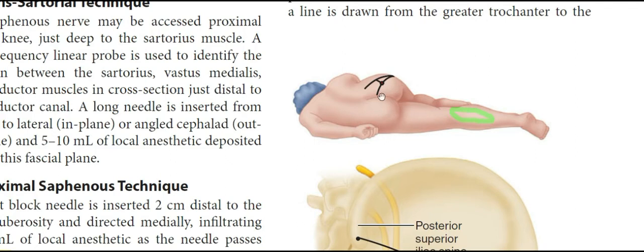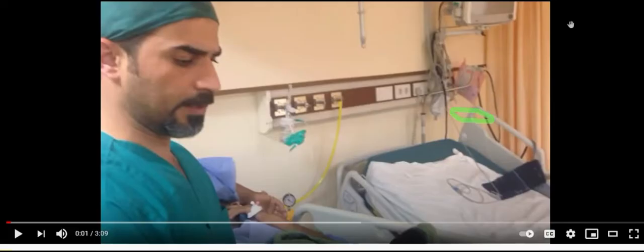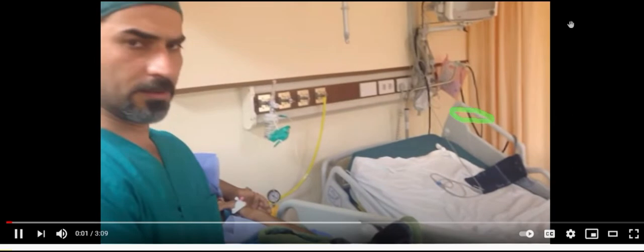The intersection between the perpendicular line and the line between the greater trochanter and the sacral hiatus is where you inject your local anesthetic. A 10 centimeter needle is inserted perpendicular to the plane of the skin. Then the needle is advanced through the gluteal muscles. The motor response to expect is plantar or dorsiflexion. Then 25 ml of local anesthetic is injected in this area.